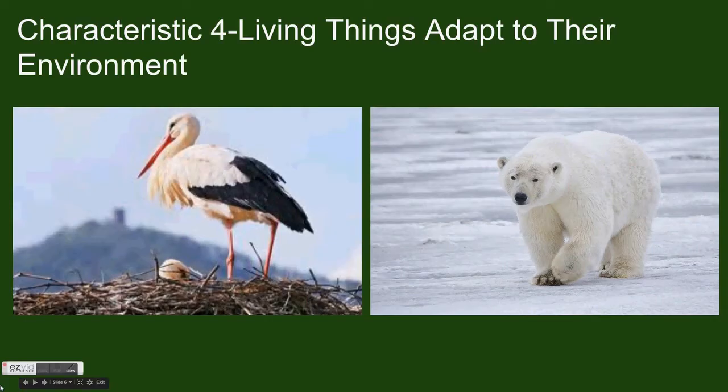Characteristic 4 is that living things can adapt to their environment. This means that all living things possess traits or qualities that help them survive in a specific environment. For example, the polar bear here has white fur to blend in with the snow, and the stork has a long beak to dip into water and catch fish.